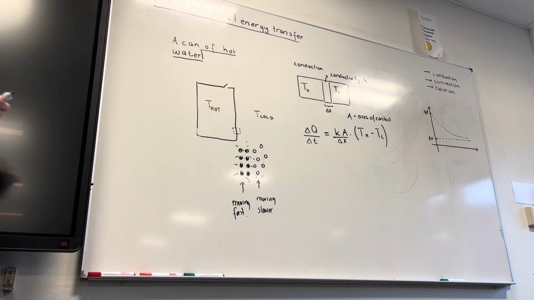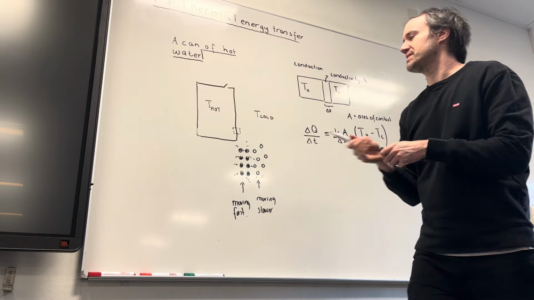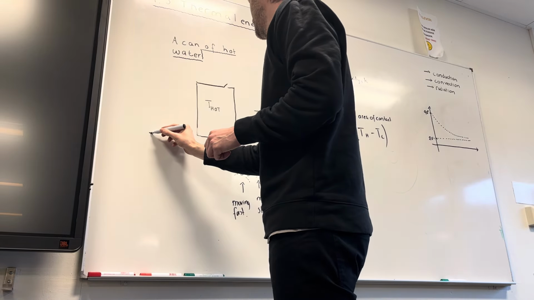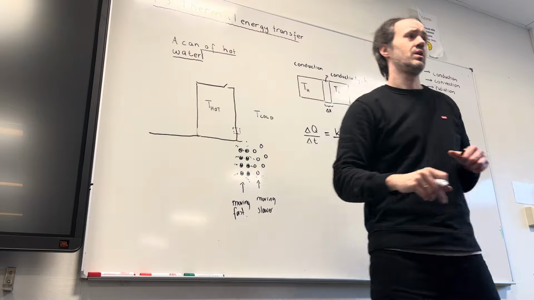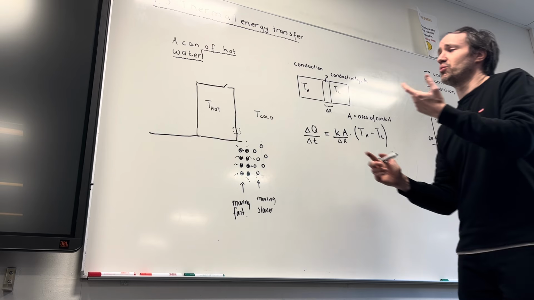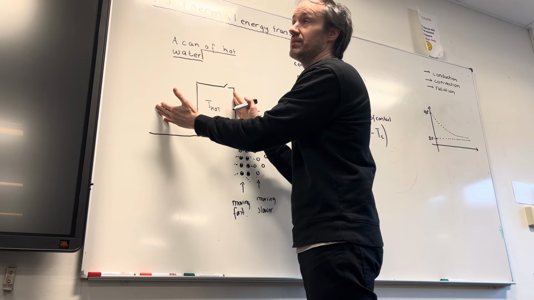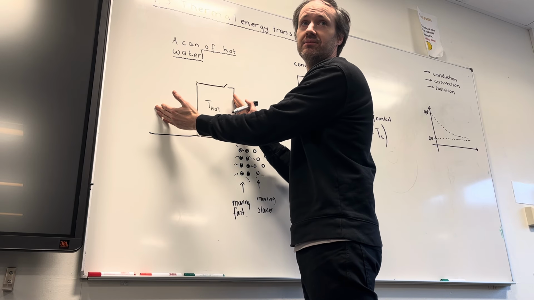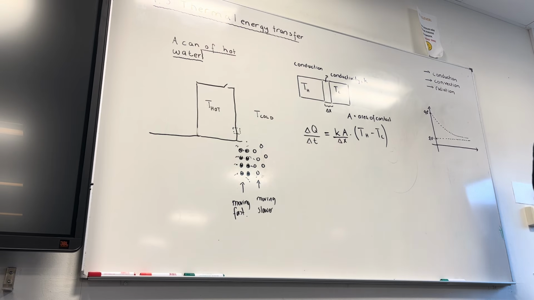All right, but what happens to the air? For simplicity, let's put a table here so you understand what is up and what is down. Do you agree that the temperature of the air around the can increases? Yes. What property does hot air have compared to cold air?